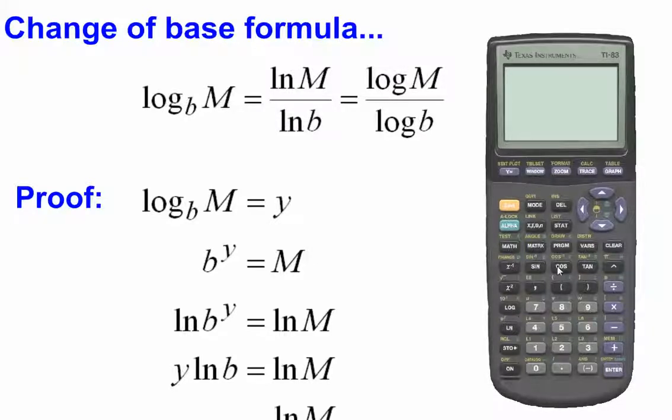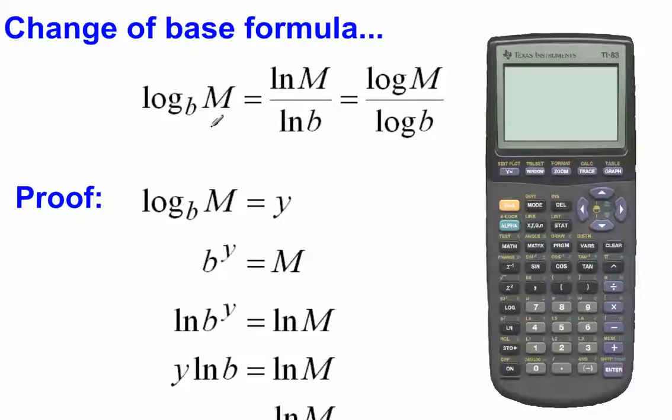But if it was log base 2 of 50, I would have to try to find an exponent to put on 2 times itself a certain number of times that would equal 50. Well, that's not one that we're familiar with. We can't multiply 2 times itself a whole number of times and get the answer. So we need a way to change that to something we can do on our calculator.